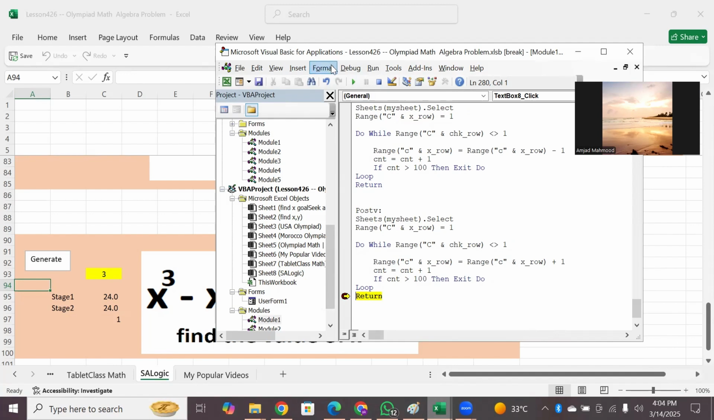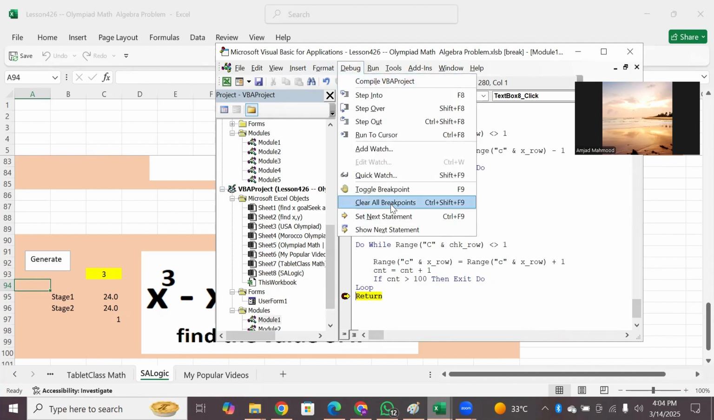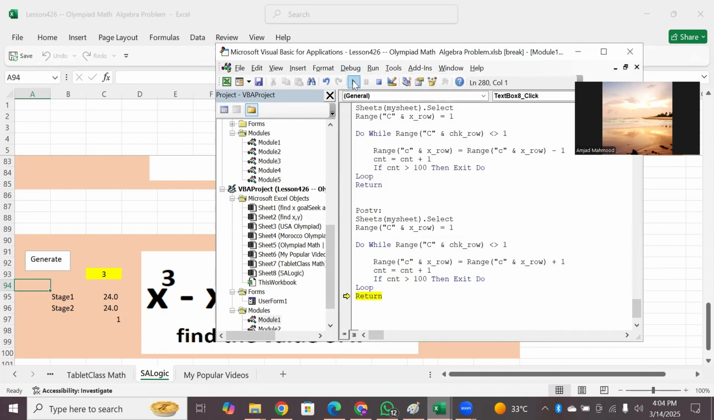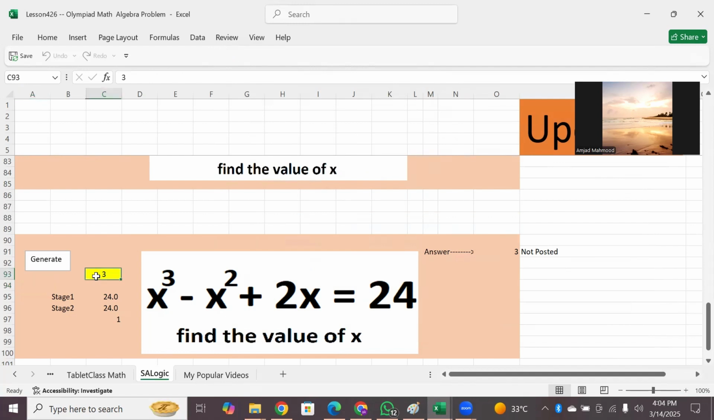So let me clear all the breakpoints and run it. So this is how the problem is solved. The answer is 3, right? If you click in here, you get the answer. This is the right answer: the value of X is 3.